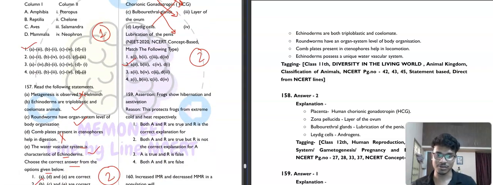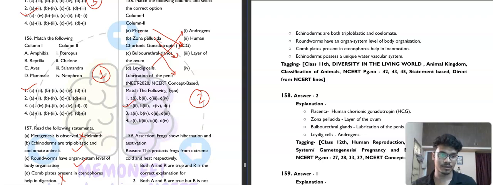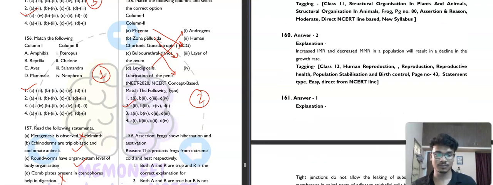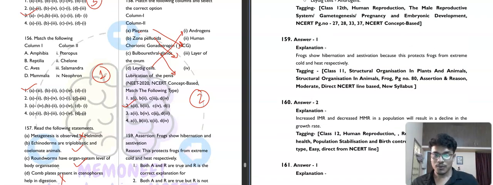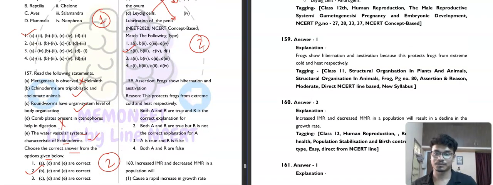Then moving to the next question, question number 159. Assertion: frogs show hibernation and aestivation. Correct. Then the reason: this protects frogs from extreme cold and heat respectively. It is also correct. Hibernation is for extreme cold and aestivation is for heat. So both statements are correct, and the reason is the correct explanation of the assertion. The first option will be your correct answer for this question.